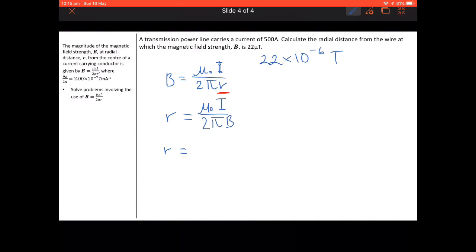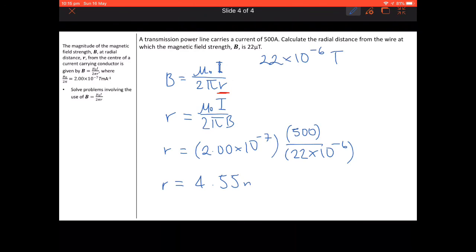So r will be equal to 2.00 by 10 to the negative 7, because that's our constant, the permeability divided by 2 pi. This time I is 500 amps, and we're dividing by B, which is 22 by 10 to the negative 6 Teslas, or 22 microteslas. If you pop all of that into a calculator, you'll get 4.55 meters. So the magnetic field strength is 22 microteslas at 4.55 meters away from this current carrying wire.